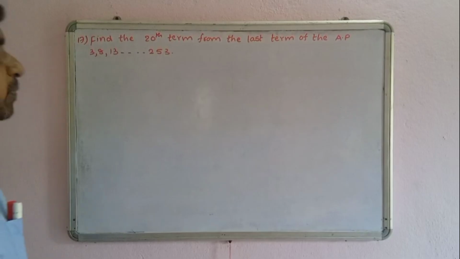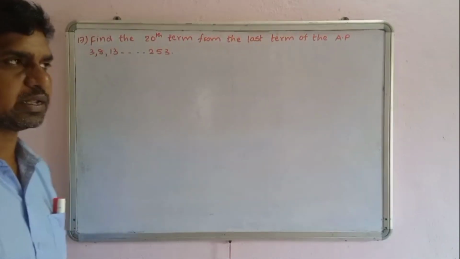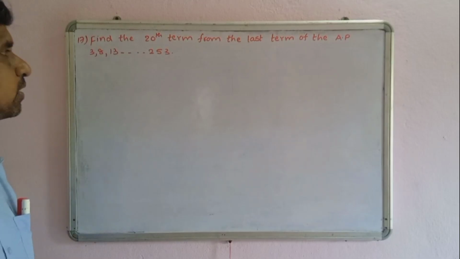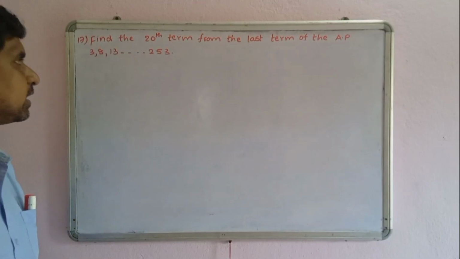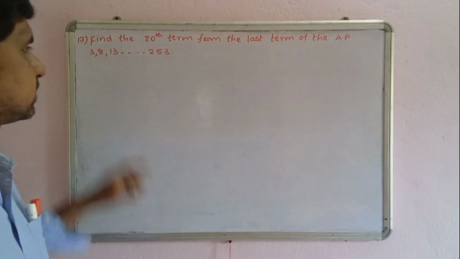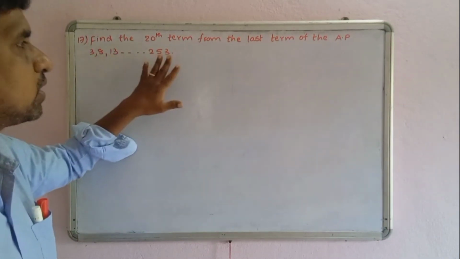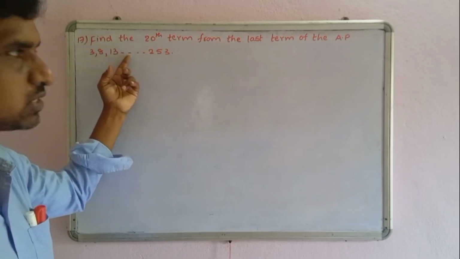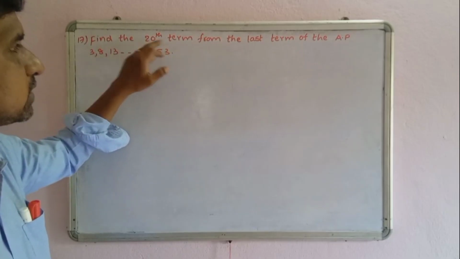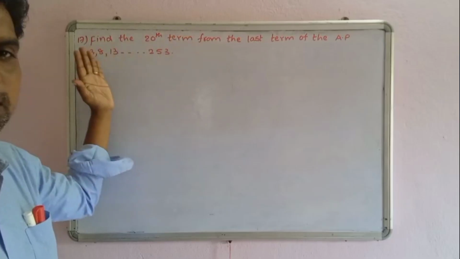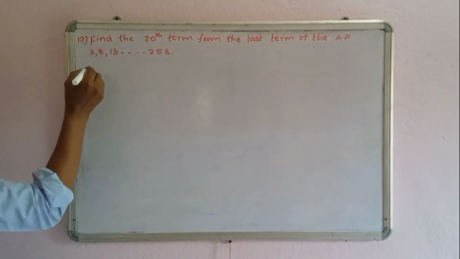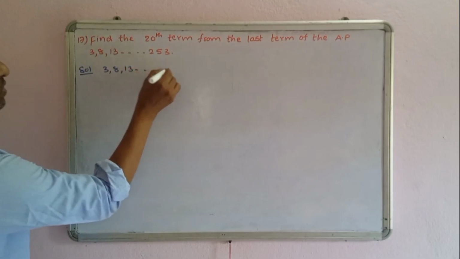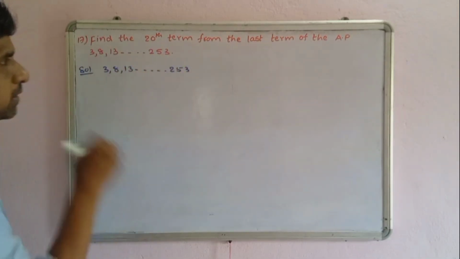Progressions. Exercise 5.2. Problem 17. Find the 20th term from the last term of the AP 3, 8, 13, and so on to 253. This is the first term, second term, third term, and so on, up to the last term. From the last, this is the first term, previous is second, previous is third. What is the 20th term from the last? First, what is the given sequence? 3, 8, 13, and so on, 253.